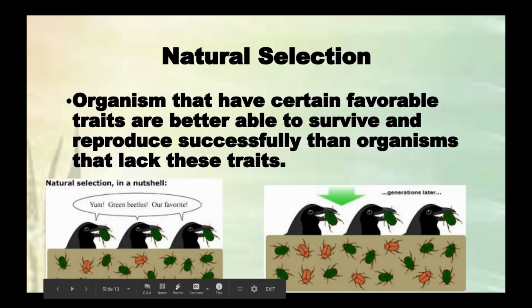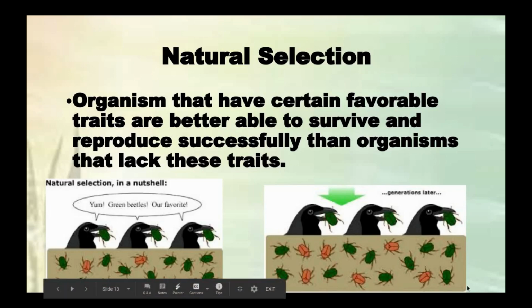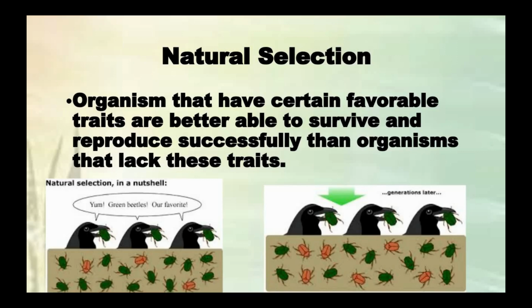Natural selection looks at organisms that might have favorable traits and how they are better able to survive than other organisms. And if we look at this example here, the birds are only wanting to eat the green bugs. So the yellow or orange bugs have a more favorable trait. So over time, those orange bugs would tend to thrive, and they would be able to reproduce more and populate the area more than the green bugs originally did.